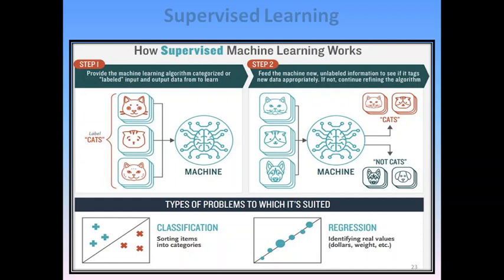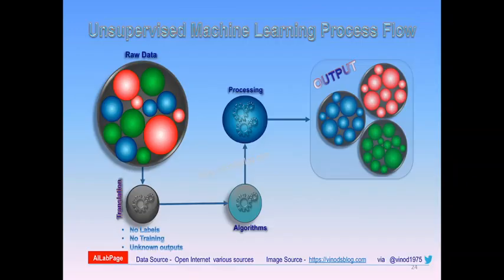Supervised learning: in this learning technique, we have labeled data. With the help of labeled data, we train the machine. After training the machine, we get the result on the basis of those labels. Classification and regression are examples of supervised learning. In unsupervised learning, we categorize raw data with no labels, no training, no outputs. We use this data set and categorize the data on the basis of their properties and features.